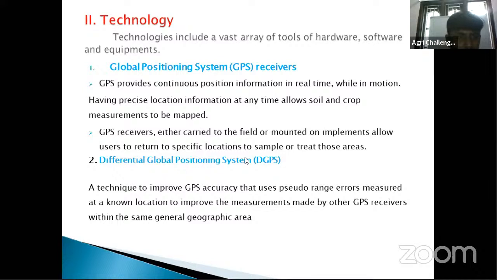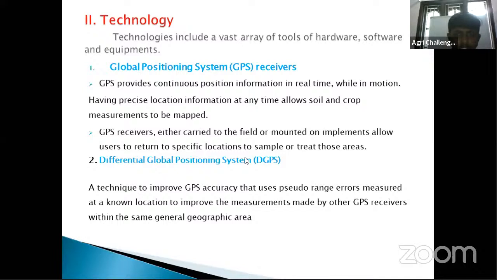Having precise location information at any time allows soil and crop measurements to be mapped. Based on this GPS, it helps to map or locate and collect location-specific data. GPS receivers, either carried to the field or mounted on the implements, allow users to return to a specific location to sample or to treat those areas.